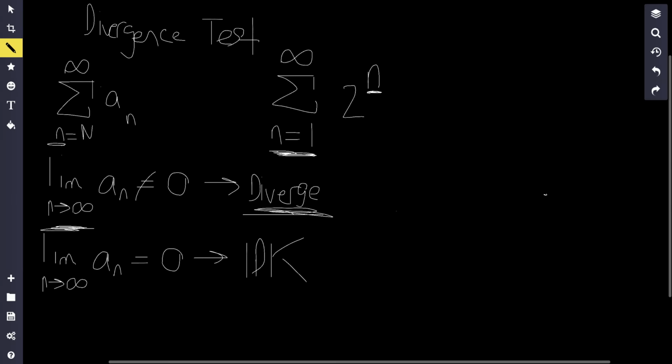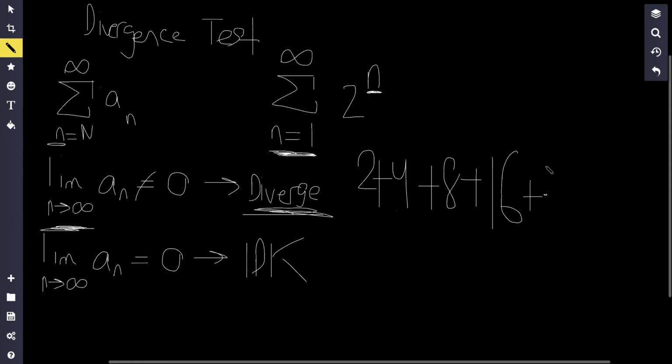All right. Now, let's do an example. Let's say we have this series right over here. As our n value gets bigger, what happens? When n is equal to 1, we have 2. When n is equal to 2, we have 4. When n is equal to 3, 2 to the third power is 8. So you kind of see the pattern here. Plus 16, plus 32, plus 64.